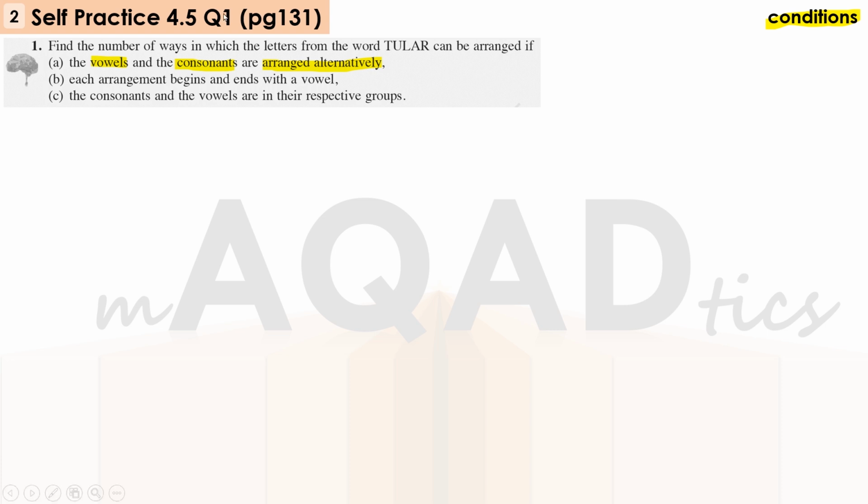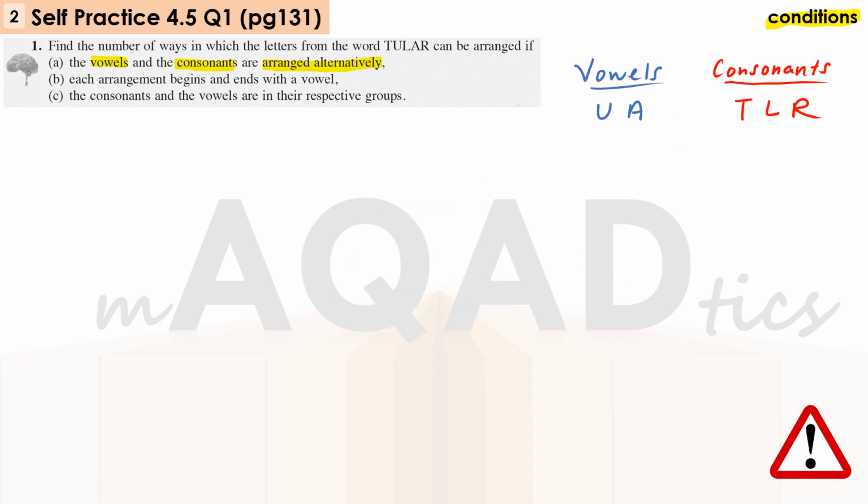So the vowels and consonants, let's list them out first. Here, arranged alternately means if you arrange the letters, it will be consonant, vowel, consonant, vowel, consonant, vowel, and so on. If you notice, consonants are more than vowels. So when we arrange, let's start off with consonants first: consonant, vowel, consonant, vowel, consonant, which is something like this. To find the number of ways, let's focus on consonants first.